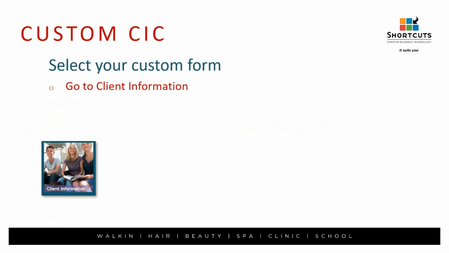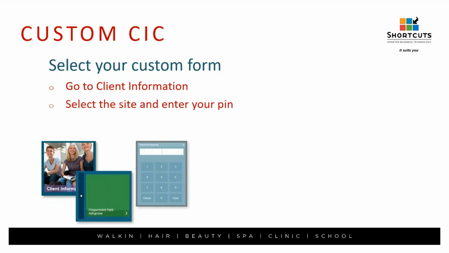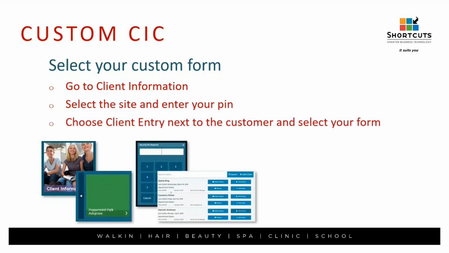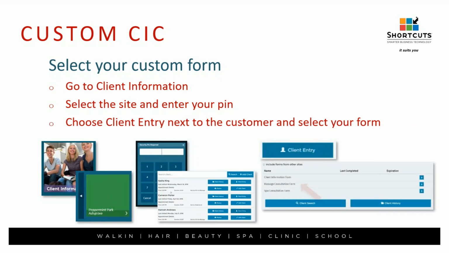So the staff member, the receptionist, whoever it is, will search for a customer on their phone or on the tablet. They will be required to enter their security PIN. That's how Shortcuts verifies they have permission to search for these people and they have permission to access CIC. Once they search for that customer, they'll press the client entry button. And this is what shows, has the customer filled in any forms in the past, yes or no? Or are you going to add a new form? Or are you going to search for a new form?